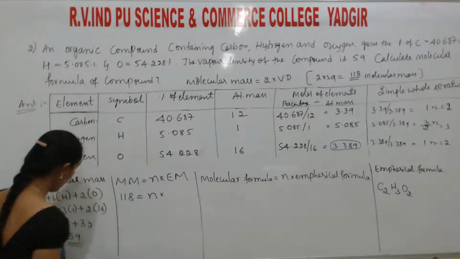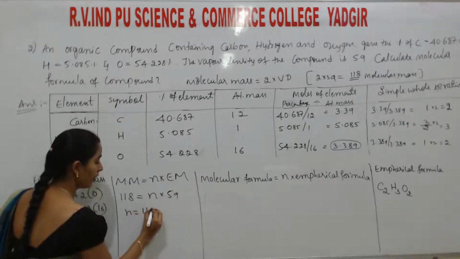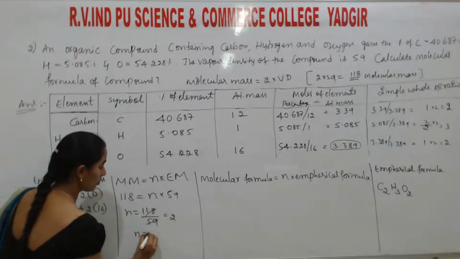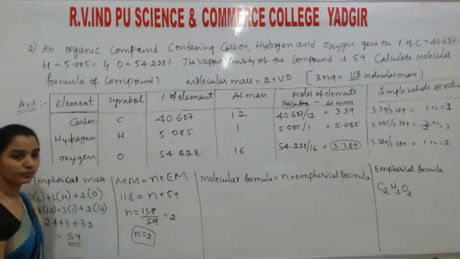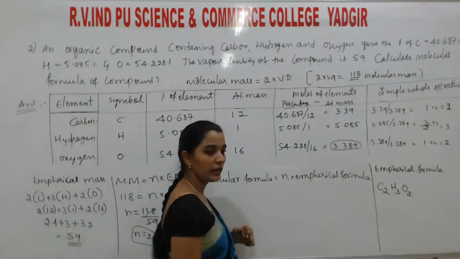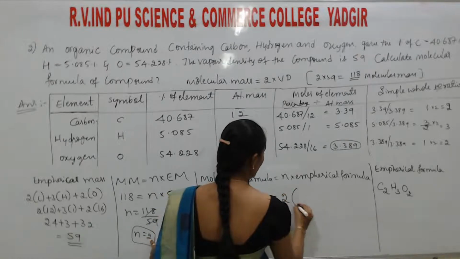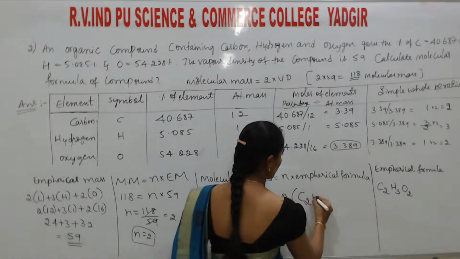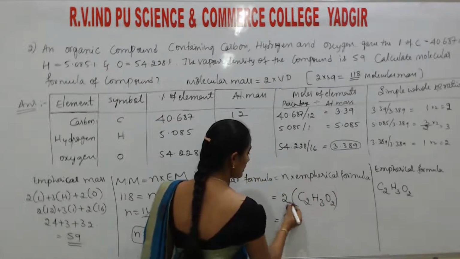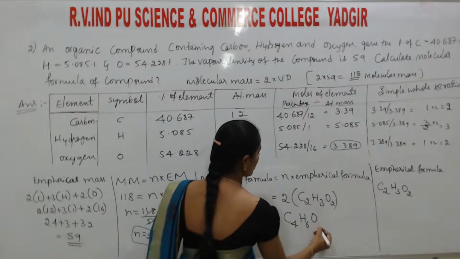The n value we don't know. Empirical mass we have 59. So n is equal to 118 divided by 59. That is 2. So n is equal to 2. Okay, so if n is equal to 2, then we can easily calculate the molecular formula. So molecular formula is equal to n, which is 2, into empirical formula, that is C2H3O2. So the molecular formula is C4, H6, O4.